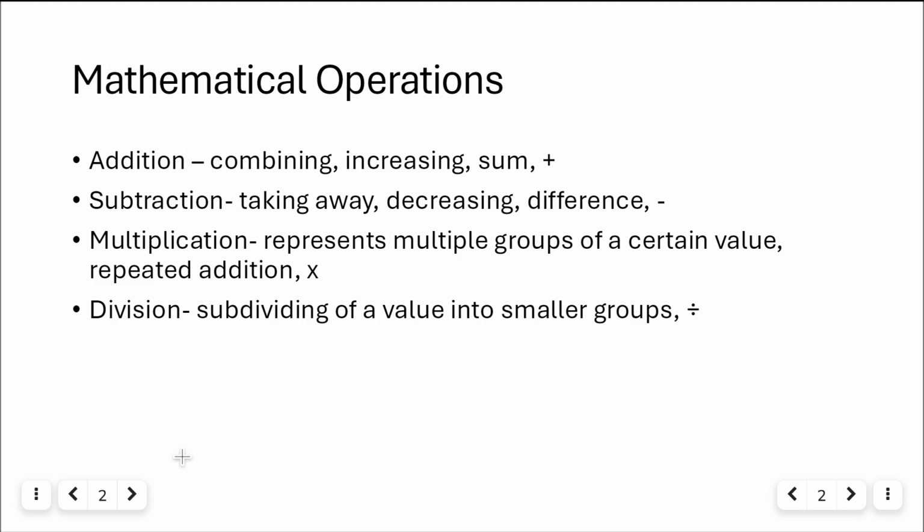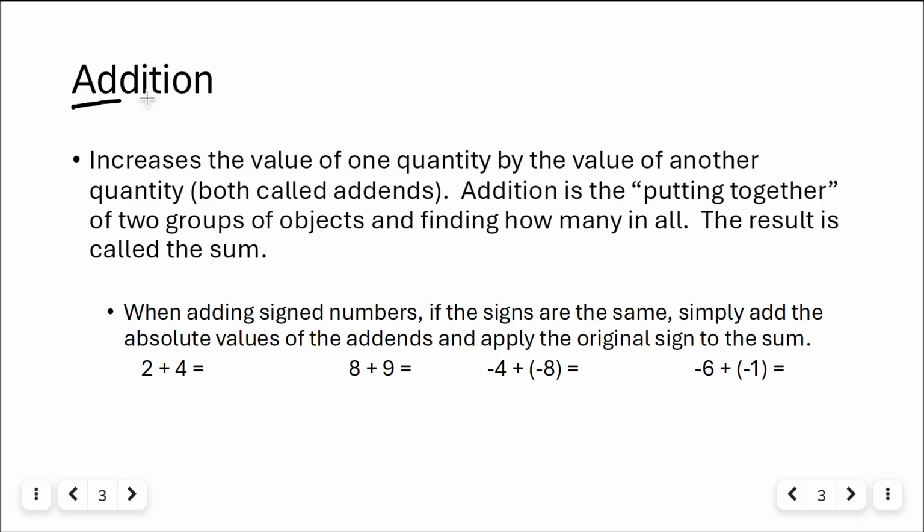So let's start working with some signed numbers just to make sure that you remember how to do that, because you're not going to be working with a calculator. So we have to remember how to do all these things just in case you don't. Addition increases the value of one quantity by the value of another quantity. They're both called addends.